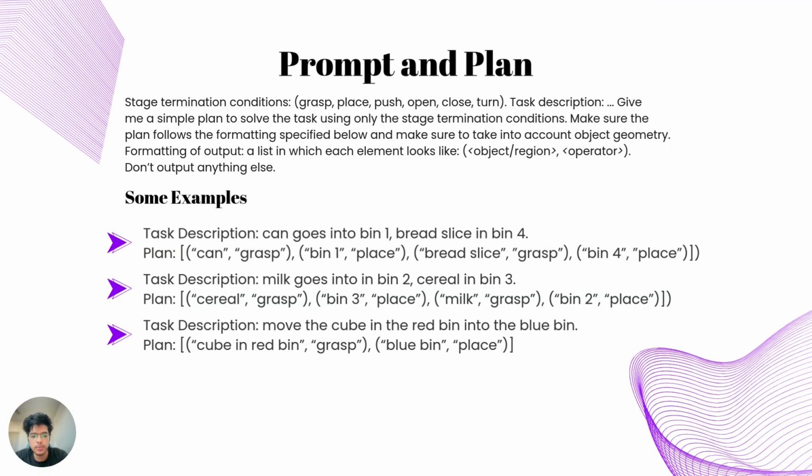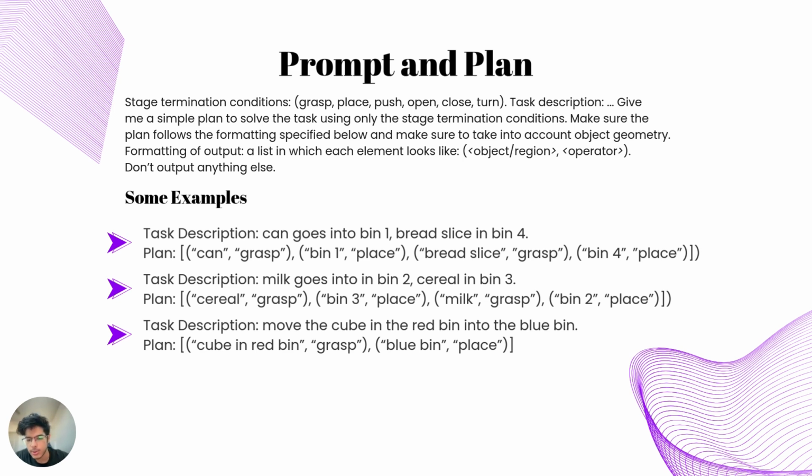But what do the prompts and generated plan look like? The authors here employ a specific prompt and plan style. The prompt fed into the LLM is composed of three elements. The first being the stage termination condition. This is a predefined set of conditions that signify the completion of stage or step. It can be also viewed as the action to be performed in the step. For example, grasp, place, etc.